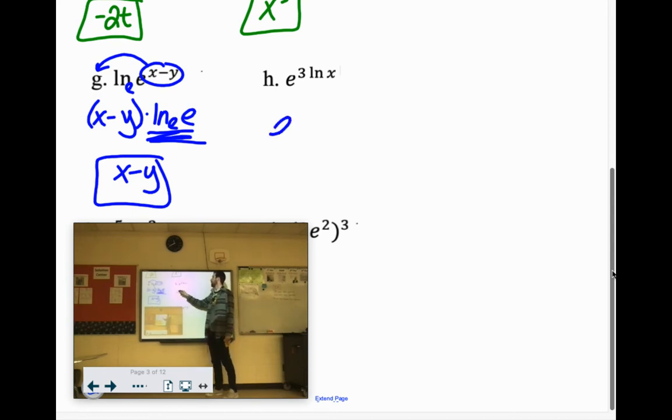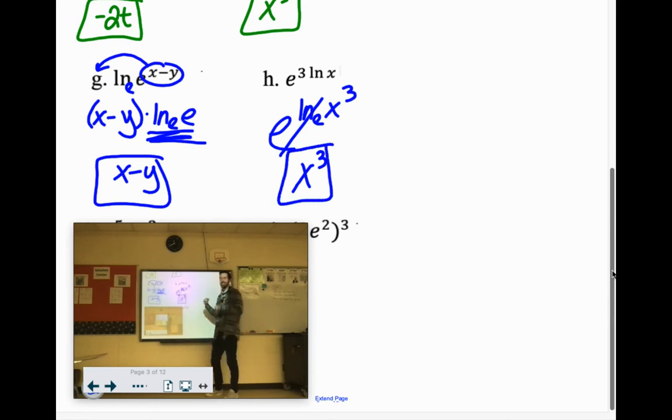We'll kick the 3 back, so e to the ln, invisible e, x to the third. All of this cancels out, so we're just left with x to the third. You're going to see that same property. You're going to have e raised to the ln sub e power, and those all cancel each other out.